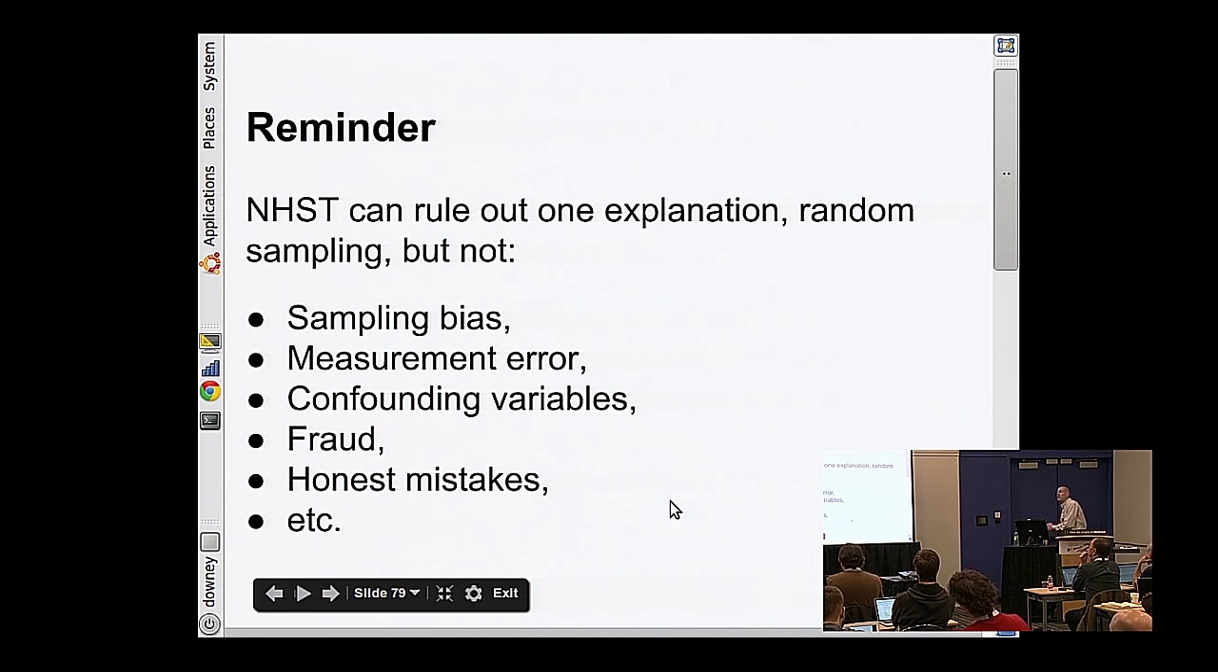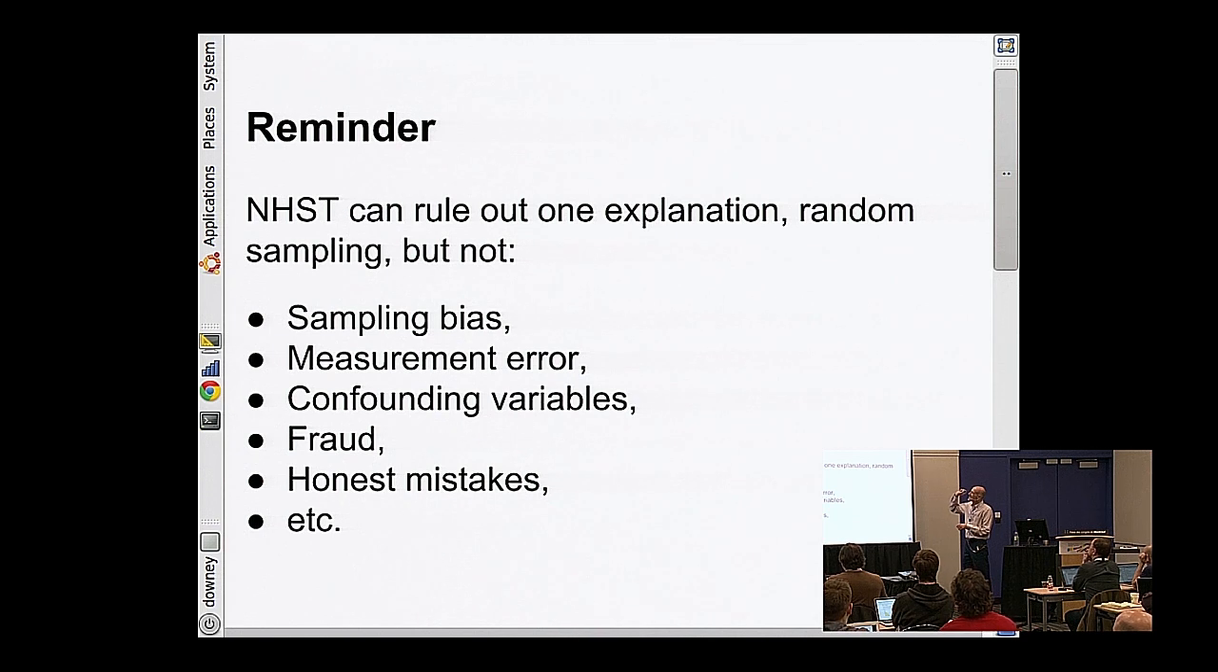Okay, let me summarize where we are so far. We've talked about null hypothesis significance tests. What they do for you is help you to rule out one possible explanation. If you see an apparent effect in your sample, one possibility is that it's due to chance. The p-value allows you to cross off one possible source of error. However, it's not the only source of error. So keep in mind these other possibilities.